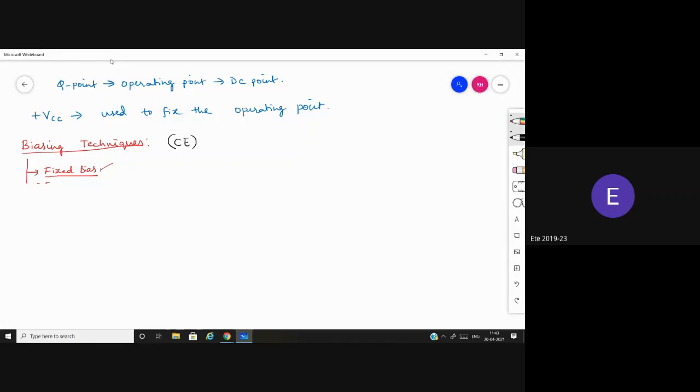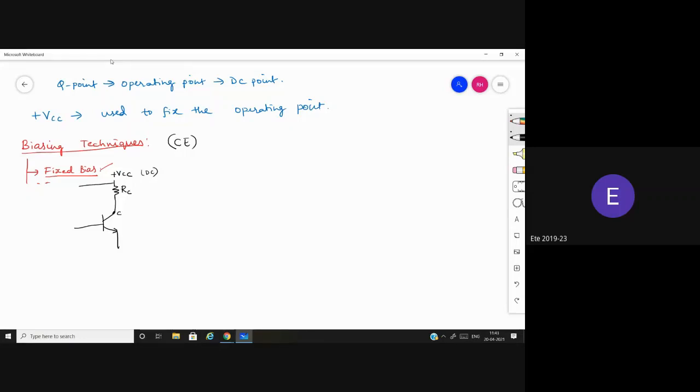So coming to the first part, fixed bias. First write the transistor. So we have written the transistor in common emitter mode. We use a plus VCC supply. Plus VCC, it is a DC supply. We are adding one resistor, this terminal is the collector, so we are going to name this resistance as collector resistance.